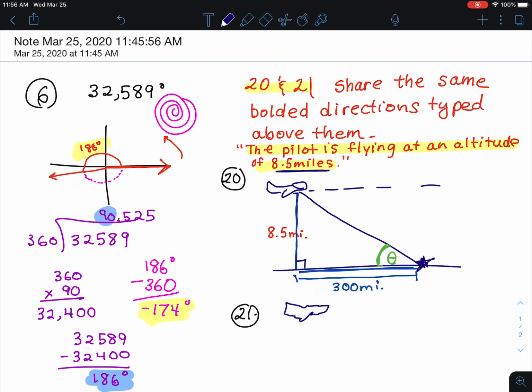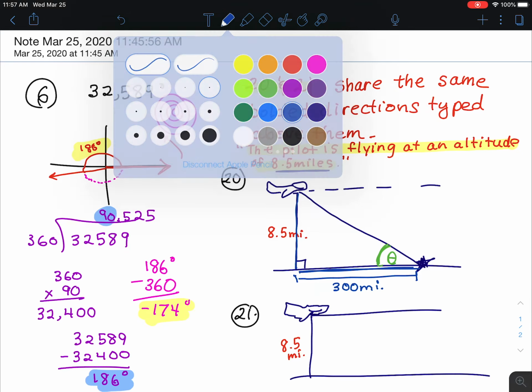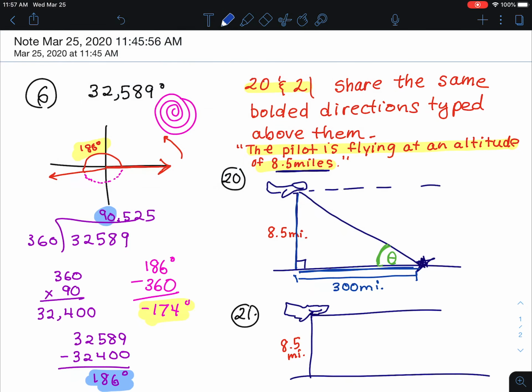Okay, in 21, similar scenario here. Again, we have this horrible airplane. Wow, that's really bad. Okay. And we're still sticking with the fact that that airplane is 8.5 miles altitude there. But the question in 21 is, for the comfort of the passengers, the maximum angle of depression when you're initially tilting that nose of the plane down is 5 degrees. Okay, so that's the most that a pilot should be tilting the nose of the plane down.